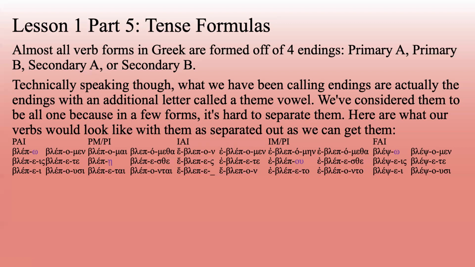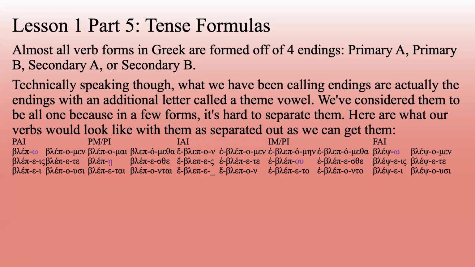Now, do not worry at this point about splitting stuff up. That is not what I am concerned about here. What I want you to know is we're going to start learning what are called tense formulas, and we want to know all of the pieces that go into that formula. We introduced these just a little bit at the end of Greek 1 by saying present active indicative is the first stem plus primary A endings.